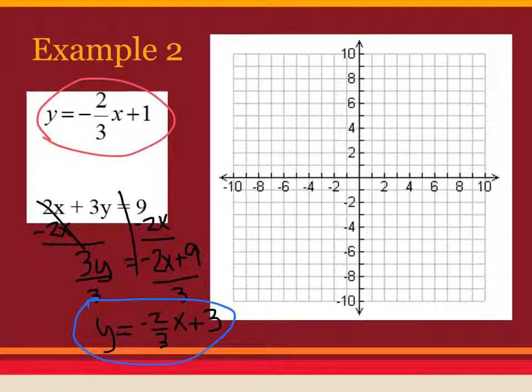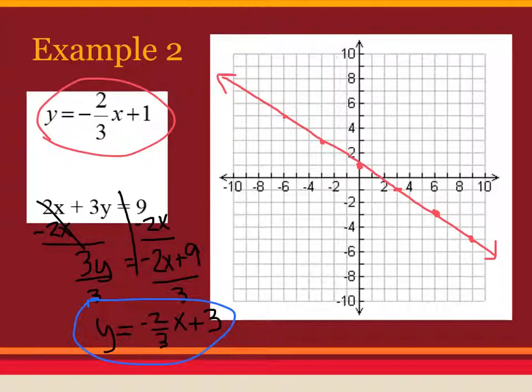Starting with our first equation, I'm going to graph this using red. We have negative 2/3 for our slope and 1 for our y-intercept. We're going to start at 1 on the y-axis. A slope of negative 2/3 tells us to go down 2 and right 3. Remember, if we have a negative slope, our line decreases from left to right. We could also go up 2 and left 3. And then we're going to draw a line through all of the points that we just graphed.